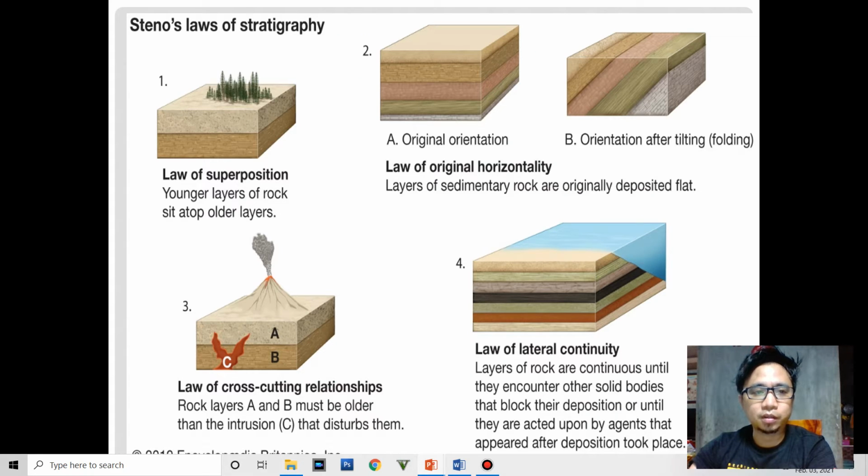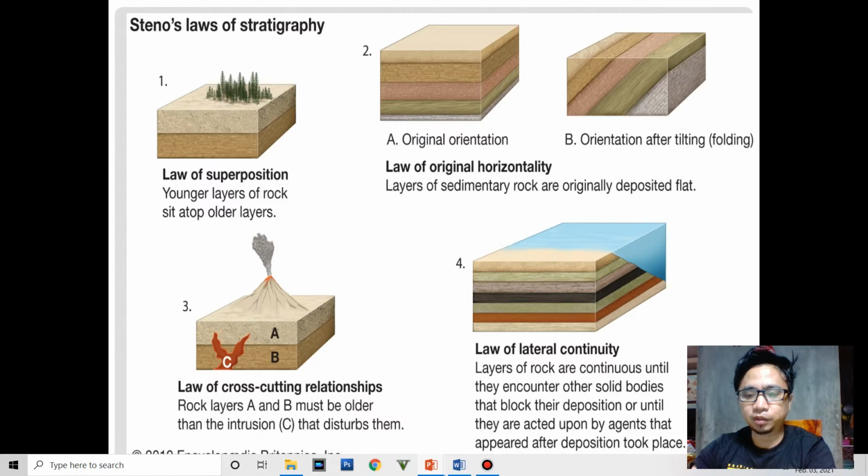So actually there are laws pertaining to stratigraphy. One of which is Steno's laws. Number one, the law of superposition. It simply means that younger layers of rocks sit atop the older layers. And then secondly, we have original orientation and orientation after tilting or folding. So this is the before and after of the layer. So the original horizontality: layers of sedimentary rock are originally deposited flat.